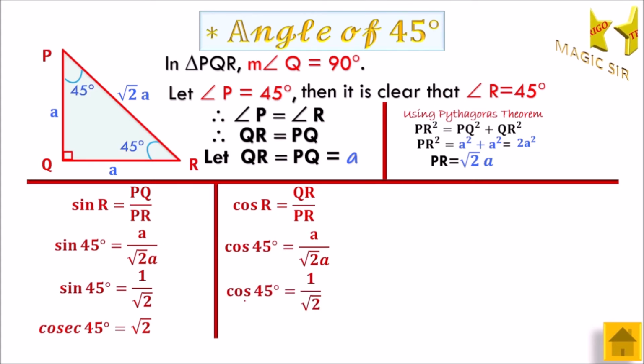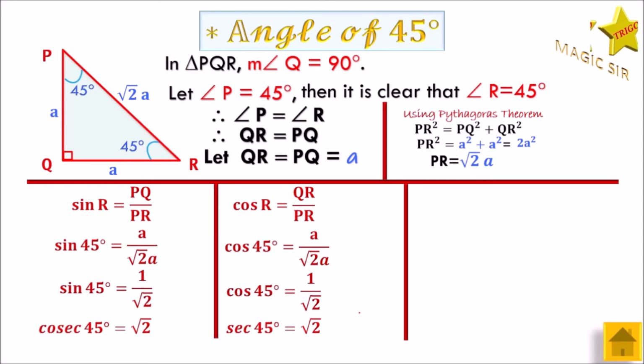We know that cos theta and sec theta are the reciprocal of each other. That is, cos theta is the reciprocal of sec theta and sec theta is the reciprocal of cos theta. Therefore, sec 45 degree is the reciprocal of cos 45 degree. Reciprocal of 1 upon root 2 is root 2 upon 1, that is root 2. Hence we have found sec 45 is equal to root 2.